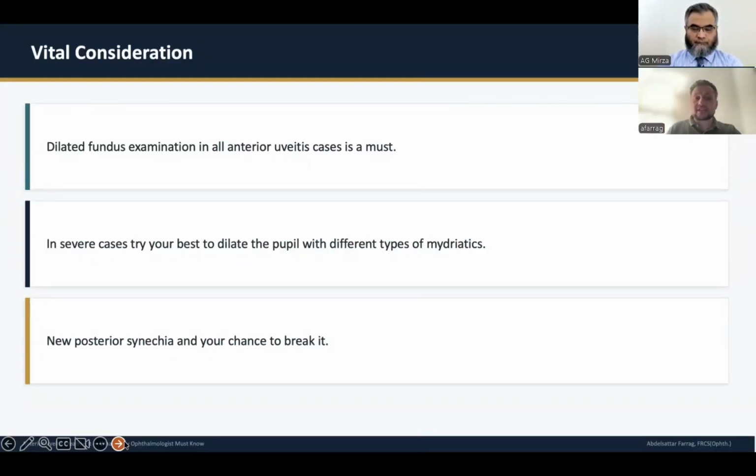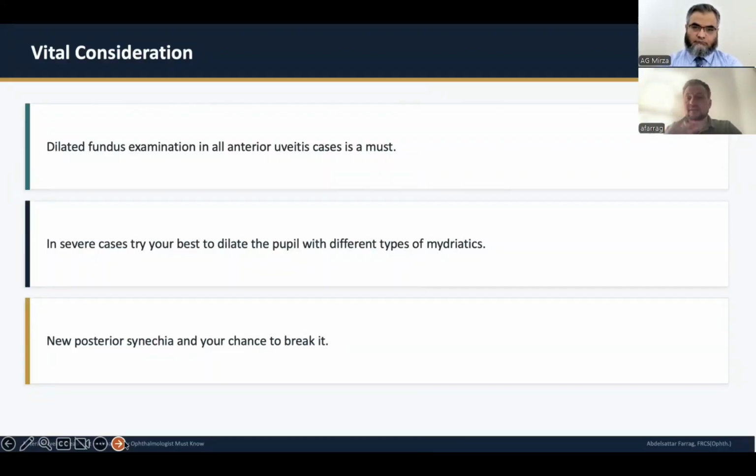In severe cases, try your best to dilate the pupil with different types of mydriatics on first attack. The more effort that you do, the more chance for your patient to break the posterior synechia. So new posterior synechia is very critical. If you don't spend time and effort trying to break it on first presentation, you make it difficult.